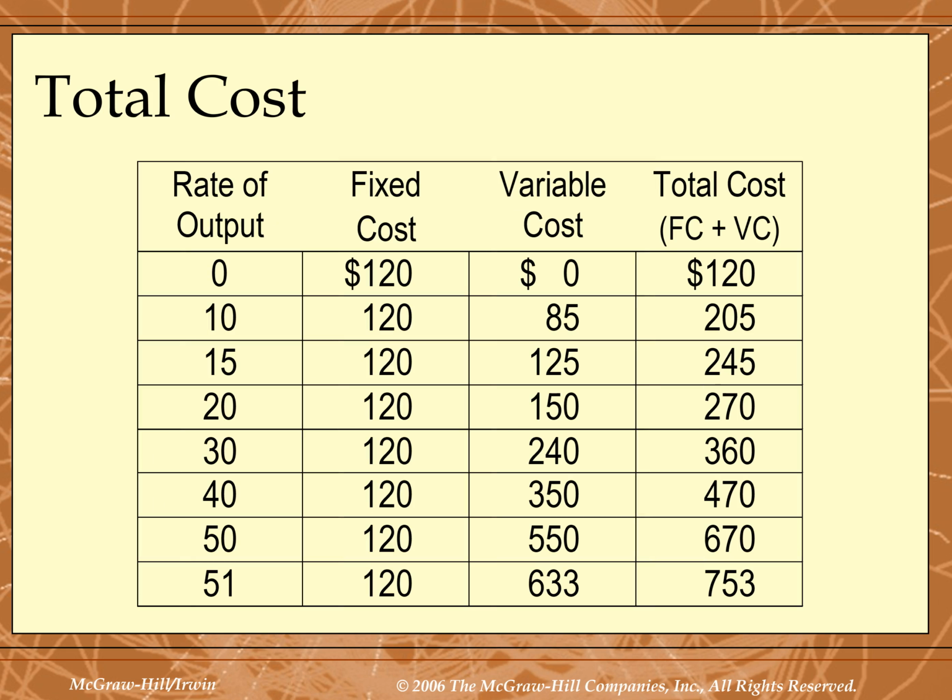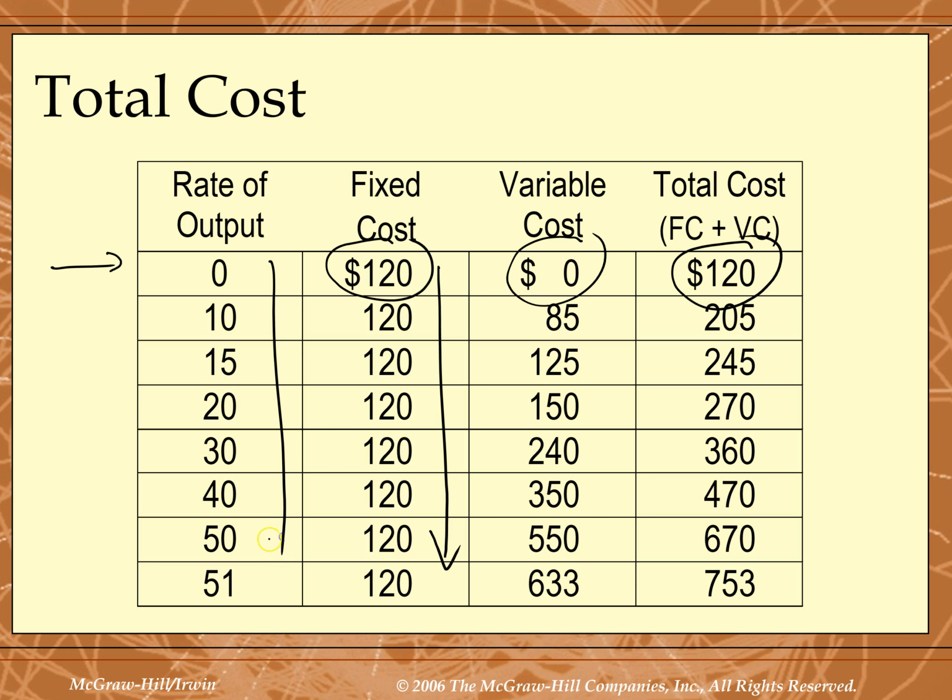Now, let's look at this. First, start your analysis always at an output rate of 0. At an output rate of 0, your total cost is 120. And notice how your fixed cost is also 120. That's because your variable cost is 0. Once you know your fixed cost, you could fill that all the way down because that does not change with the rate of output.